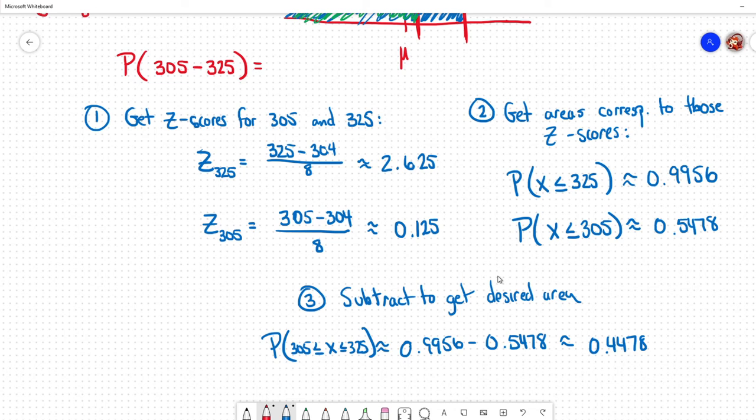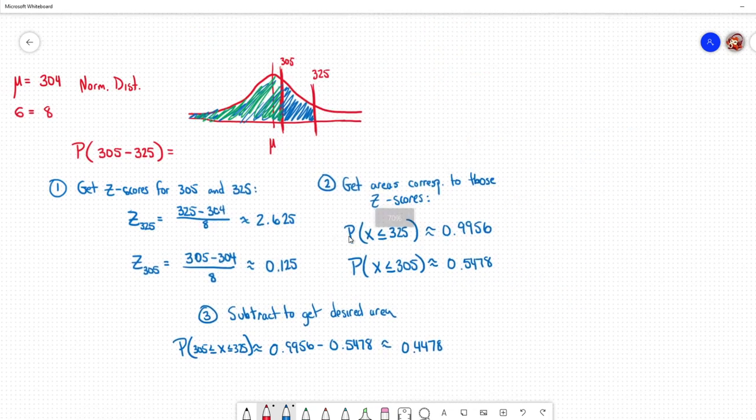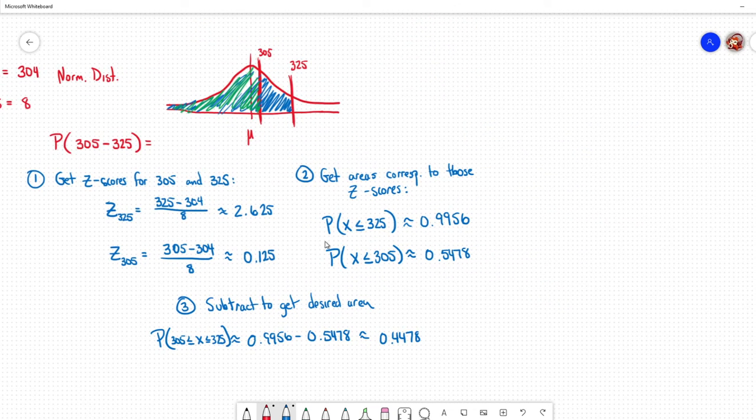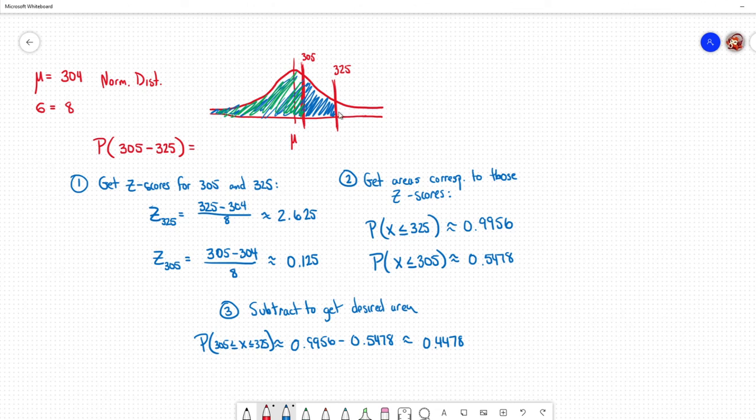As you can see, a lot of work that I did here. You might be wondering, if this is so much work, what does the calculator work look like? It's really easy. That's why I did this part first. This is the harder way to do it, looking it up on the table, getting these numbers, doing the subtraction. But the calculator is very easy, because all we have to do is write down the syntax.